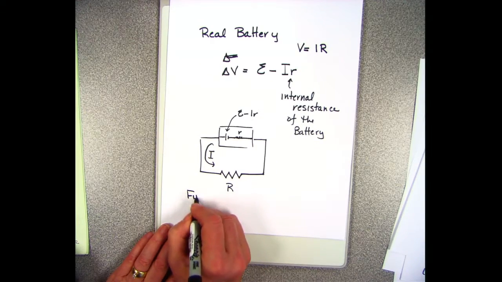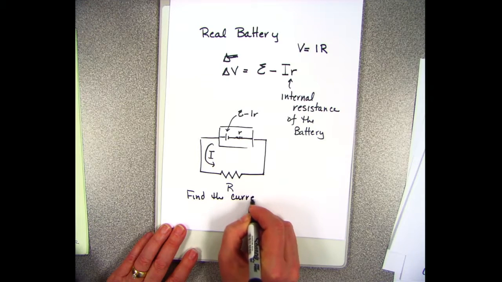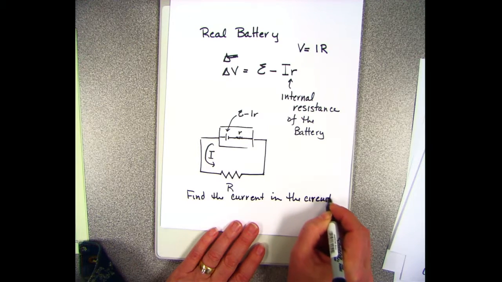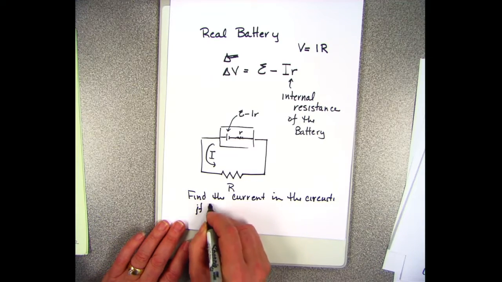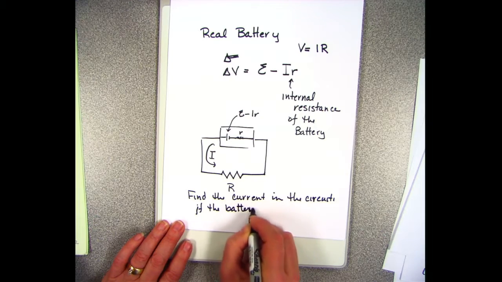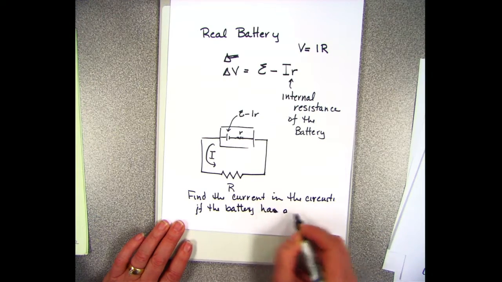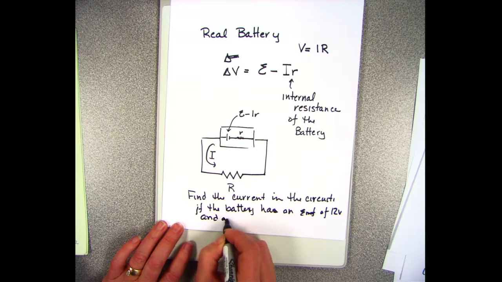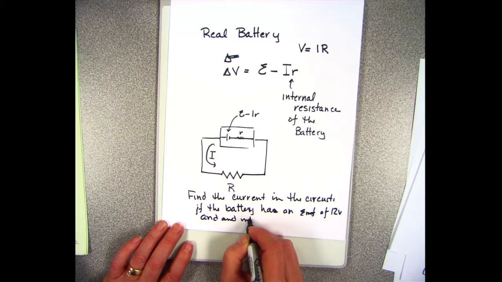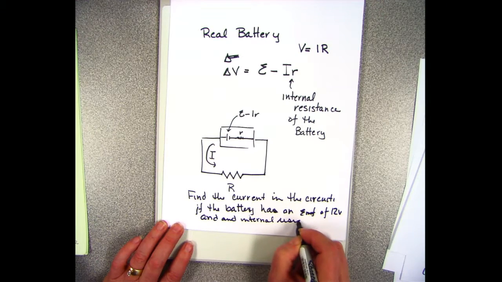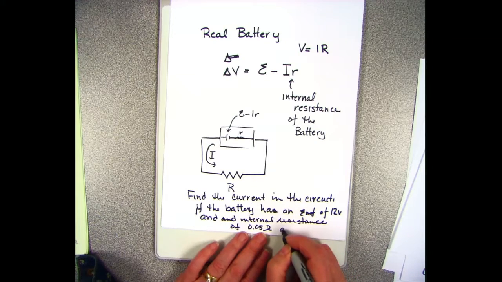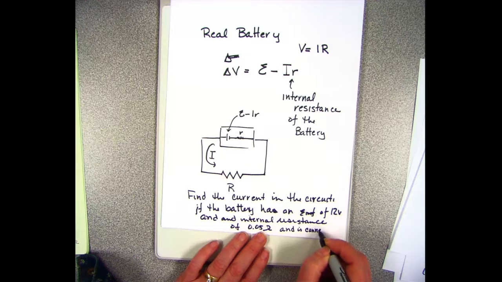So what we're going to do is find the current in the circuit if the battery has an EMF of 12 volts and an internal resistance of 0.05 ohms and is connected to a 5 ohm resistor.